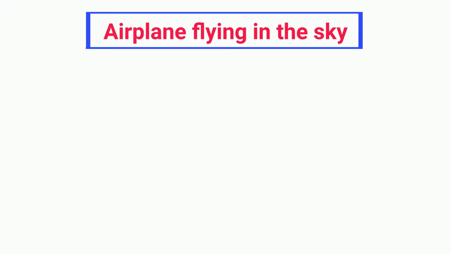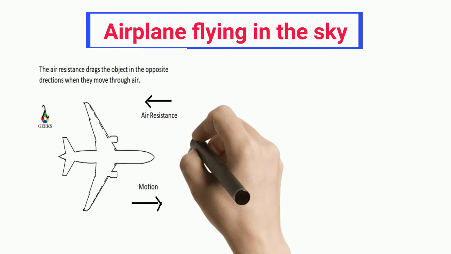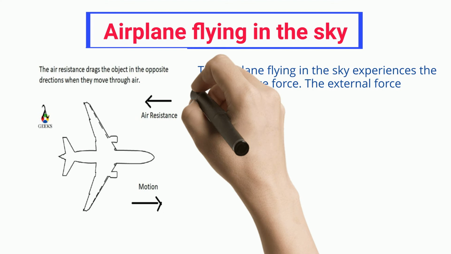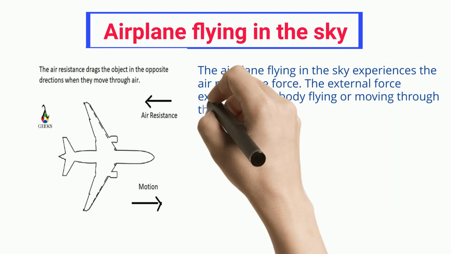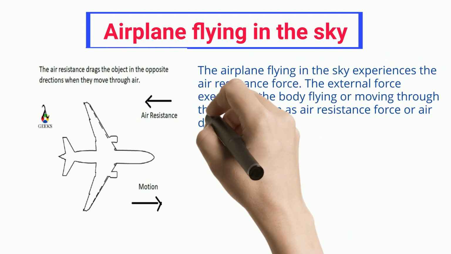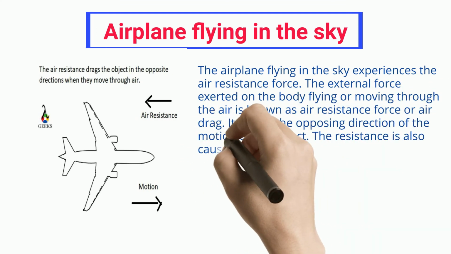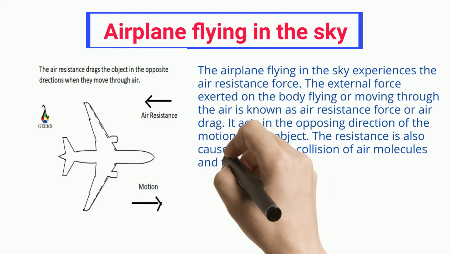Airplane flying in the sky. The airplane flying in the sky experiences the air resistance force. The external force exerted on a body flying or moving through the air is known as air resistance force or air drag. It acts in the opposing direction of the motion of the object.